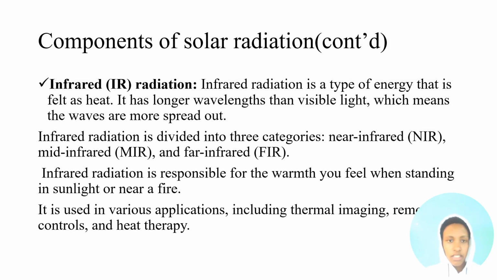The last one is infrared radiation. Infrared radiation is a type of energy that is felt as heat. It has a longer wavelength than visible light, which means the waves are more spread out. Infrared radiation is divided into three categories. The first one is near, the second one is mid infrared, the last one is far infrared.